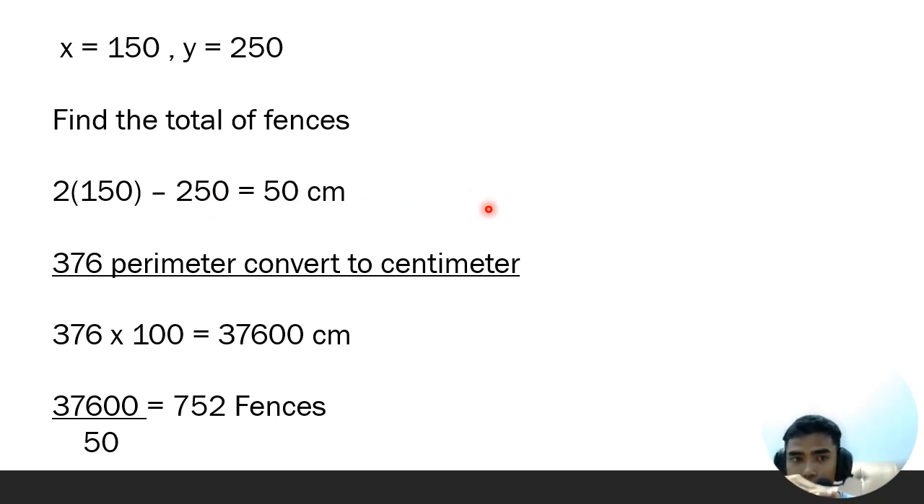which is the bottom of the rectangle. So the 376 perimeter, convert to centimeters is 376 times 100, because meter to centimeters is times 100, right? So we got 37,600 centimeters. And the way y is only divided by 50.